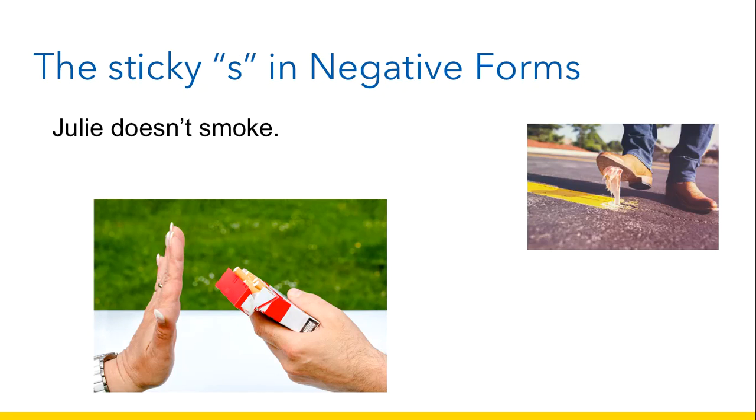Be careful. This time the sticky S is in a different place. When you write a negative sentence in the present simple and the subject is he, she, or it, the sticky S is in doesn't. Notice there is no S on the end of the verb.